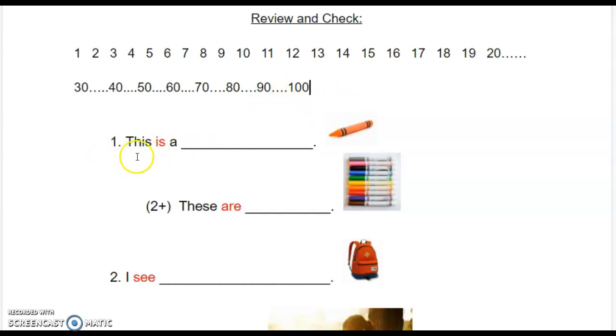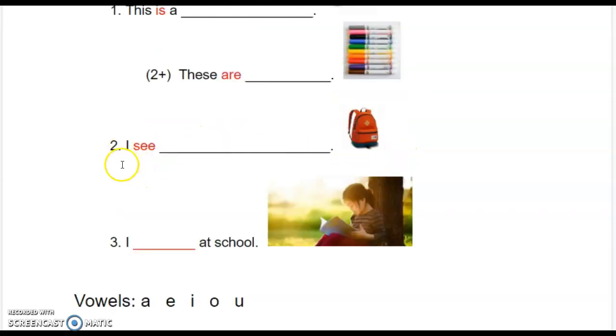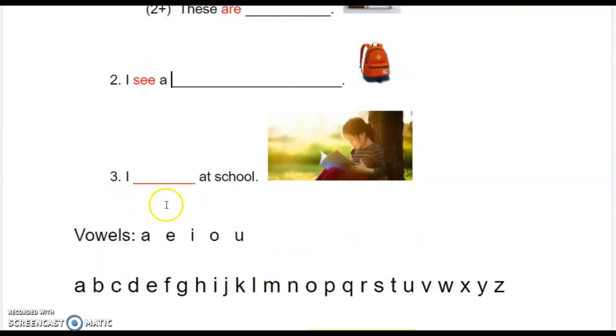When we describe things, we say, this is a crayon. If you have 2 or 3 or 4 or any more, you're going to say, these are markers. You can also say, I see a backpack. This girl is reading. So you can say, I read at school.